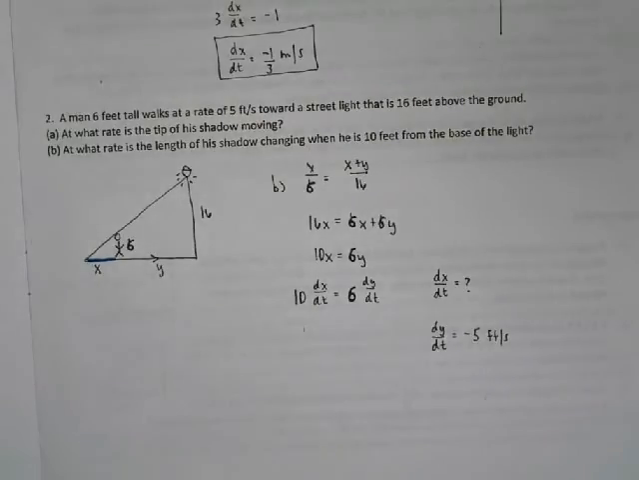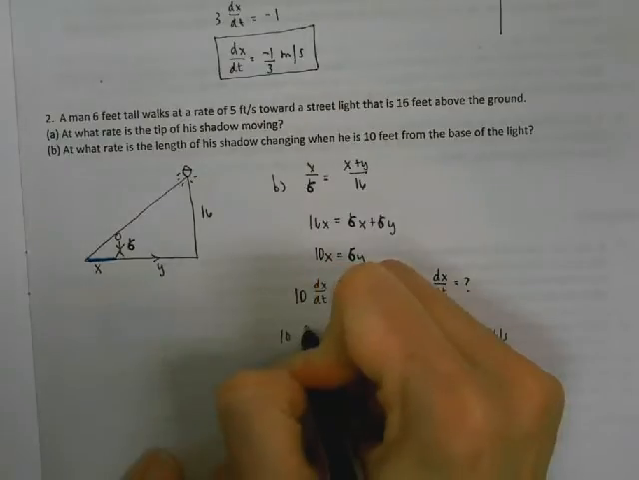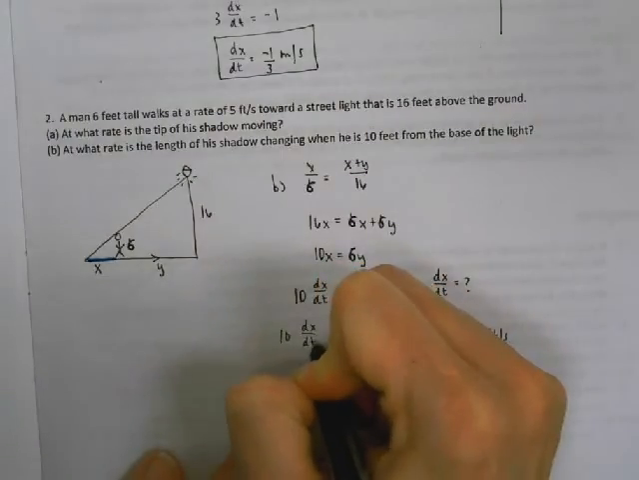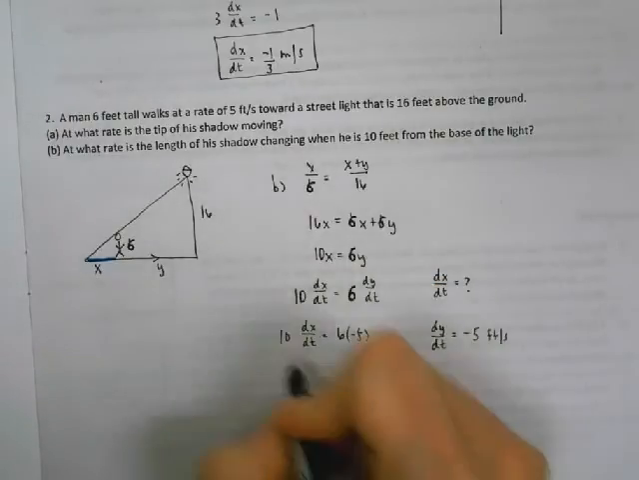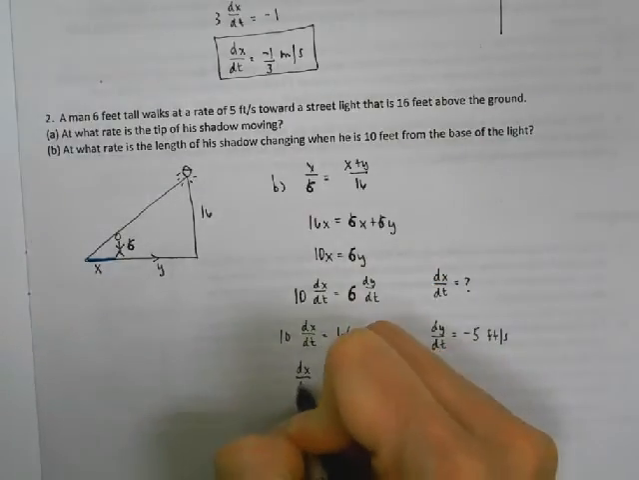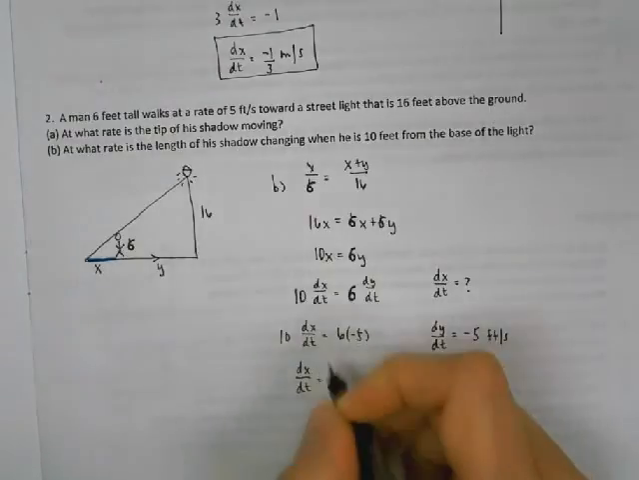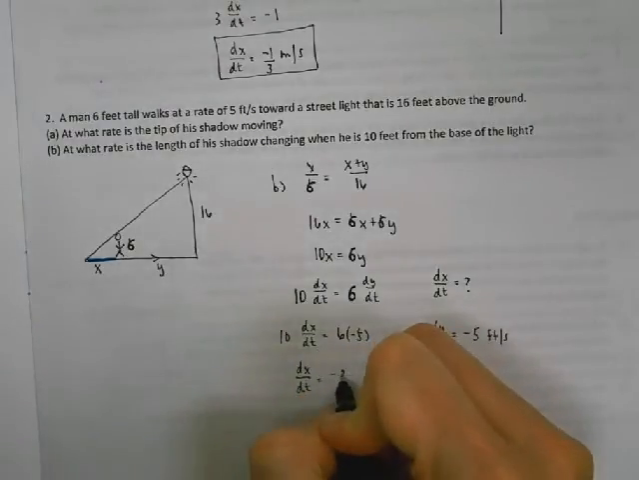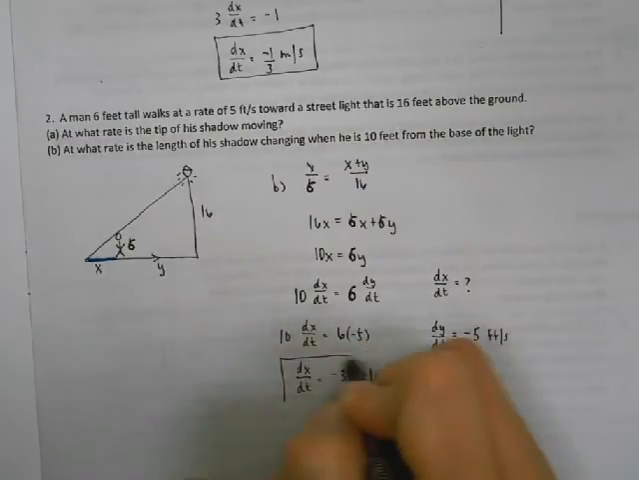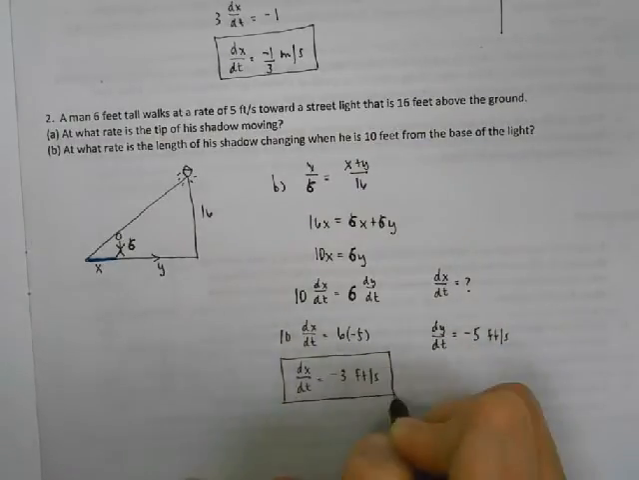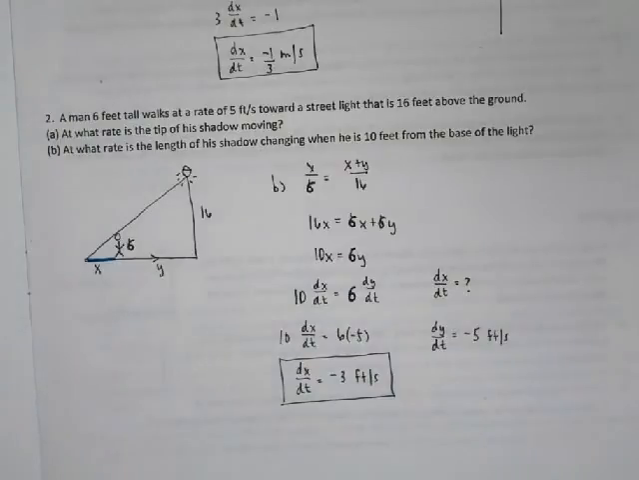Okay, so now that I know dy/dt, I can go ahead and plug that in. That'll allow us to solve for dx/dt. So I have 10 dx/dt equals 6 times negative 5. So now if I isolate dx/dt, I have negative 30 over 10, and I get negative 3 feet per second. So that's the rate at which his shadow is decreasing.